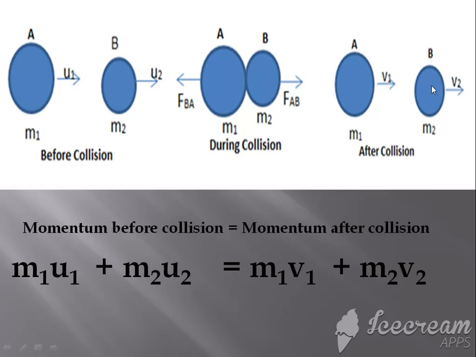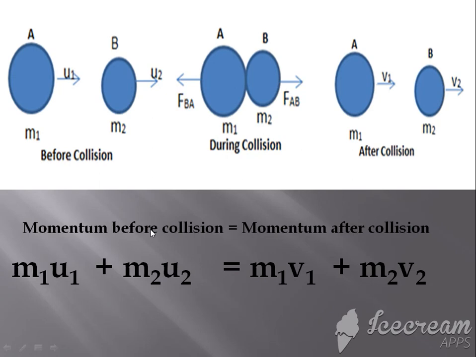Now if you remember, momentum was the product of mass and velocity. So the momentum of ball A would be m1 into u1 and B would be m2 into u2. So the total momentum before collision is m1 u1 plus m2 u2. And after collision, momentum of A would be m1 v1 and B would be m2 v2. So total momentum after collision is m1 v1 plus m2 v2. Now according to the principle of conservation of momentum, these values are equal. That is, momentum before collision is equal to momentum after collision.